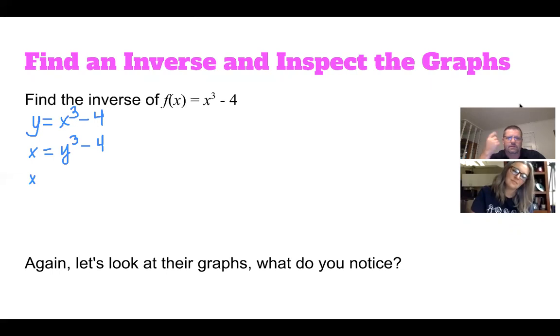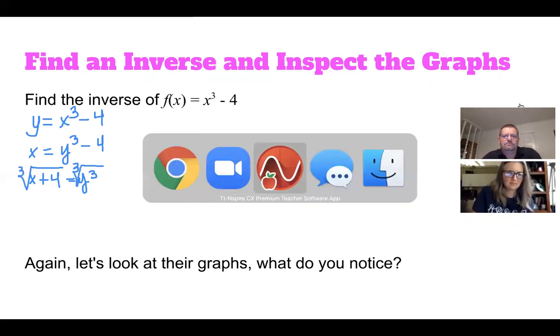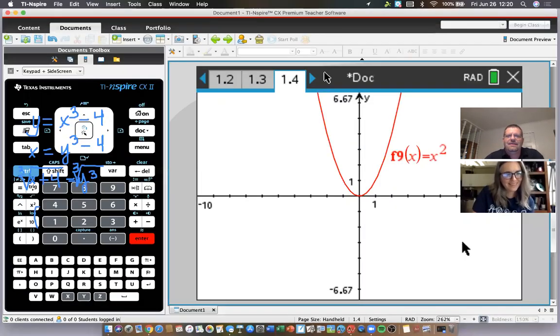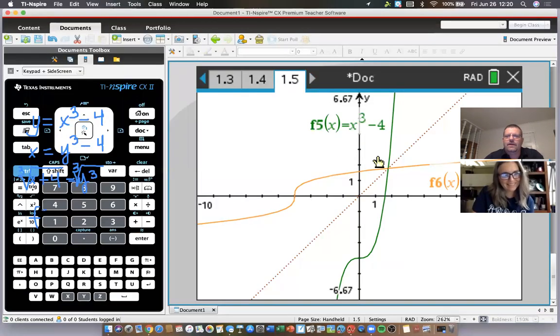So we'll get x plus 4, and there's what I was thinking a moment ago. Then to solve for y, we get a cube root. So it's not terrible. Keep going. Or we can just look at it here.